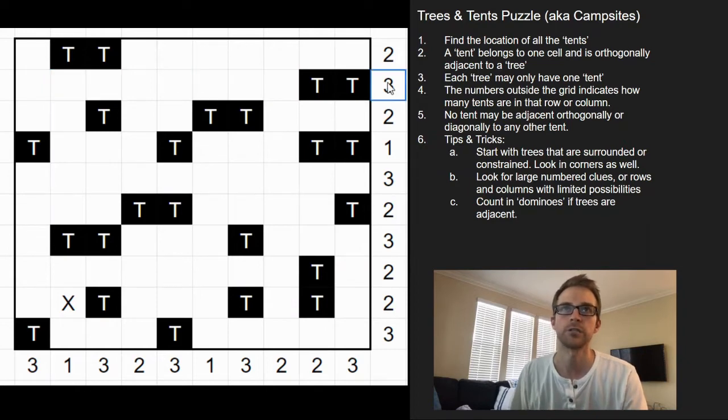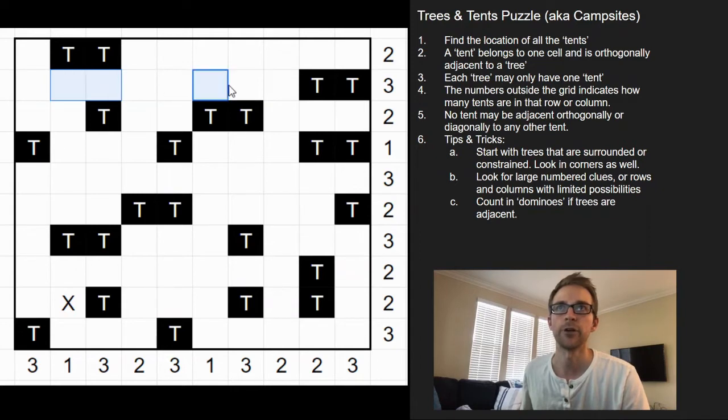So this is the row that I would start on. Because there's only 1 domino here, 1 domino there, you know that this one is forced. So a tent has to go there. And that tent is going to be attached to this tree. And so let's color in that tent. We know that that tent belongs there.